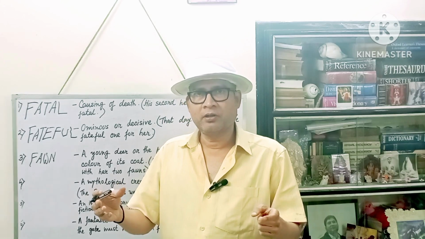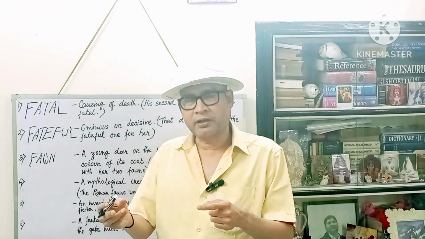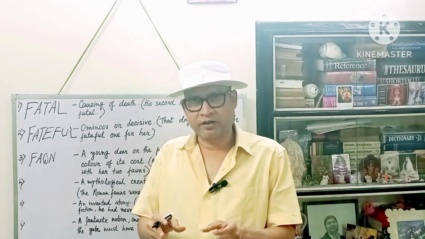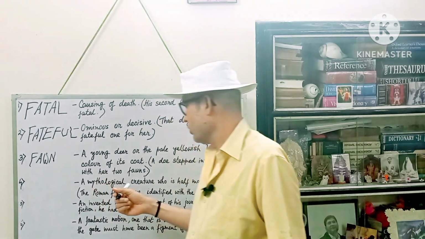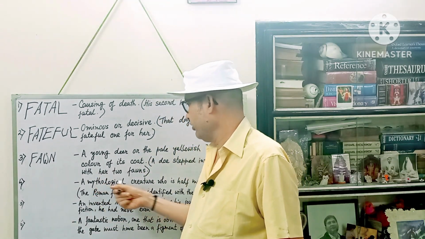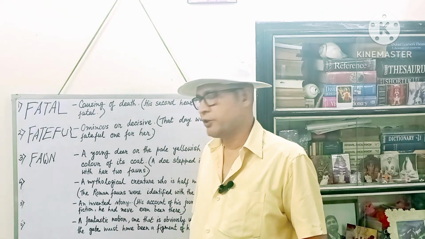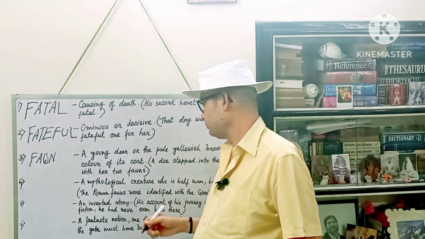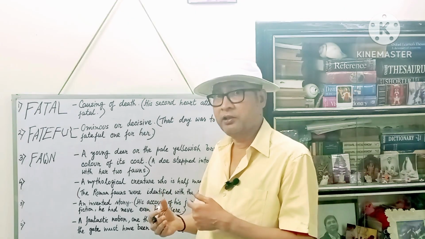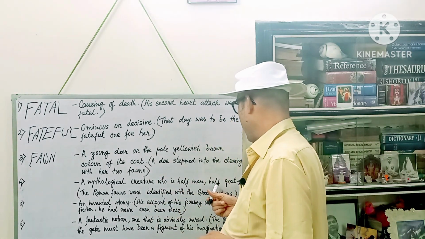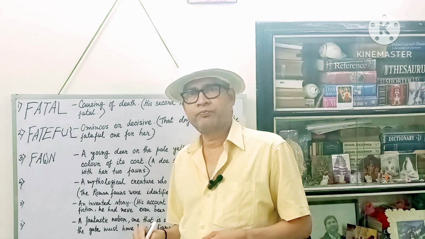Creature means noun from of create, creation, creature. So here it is creature. It's a mythological creature. Perhaps in reality it has no existence. That's why it's a mythical creature. And the creature, what does the creature look like? The creature is half man, half goat.